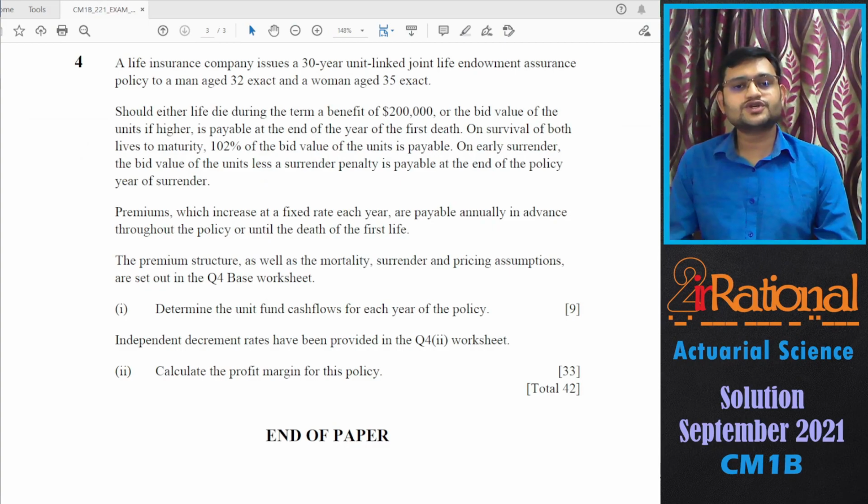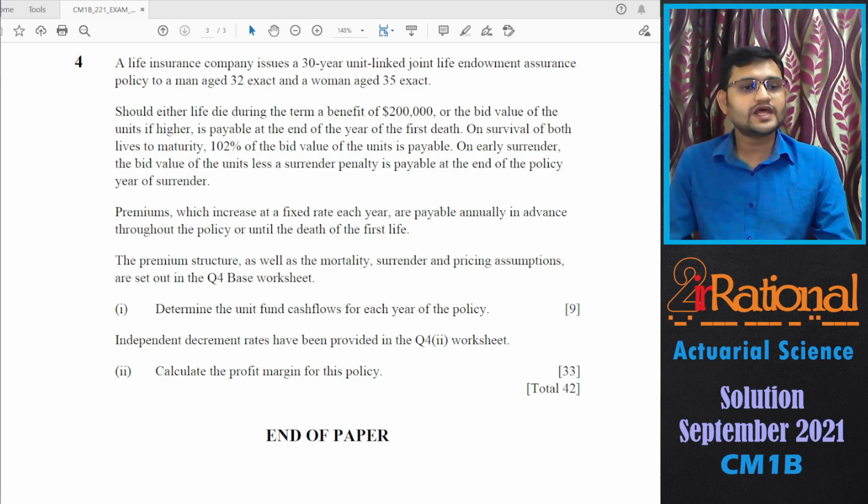So this is our last question, question 4. And here we have a life insurance company that issues a 30-year unit-linked joint life endowment assurance policy to a man aged 32 exact and a woman aged 35 exact. So it's a unit-linked policy, but instead of giving it for one single life, they have made it into a joint life. Should either life die during the term, a benefit of 200,000 or the bid value of the unit, if higher, is payable at the end of the year of the first death.